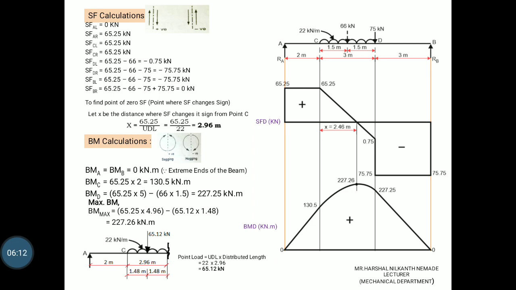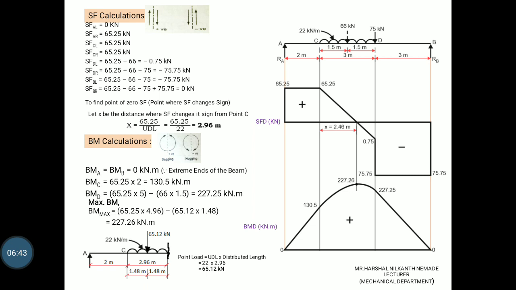wherever the point load is there, as I showed in the table given before, in SF it will be a rectangle, and in BM it will be a straight inclined line. But wherever the UDL is there, in SF it will be an inclined line, and in BM it will be a parabola. Okay, so the maximum bending moment you have to find. How will we find the maximum bending moment?